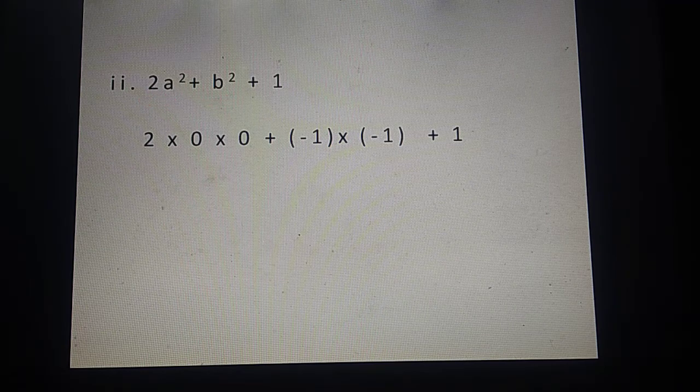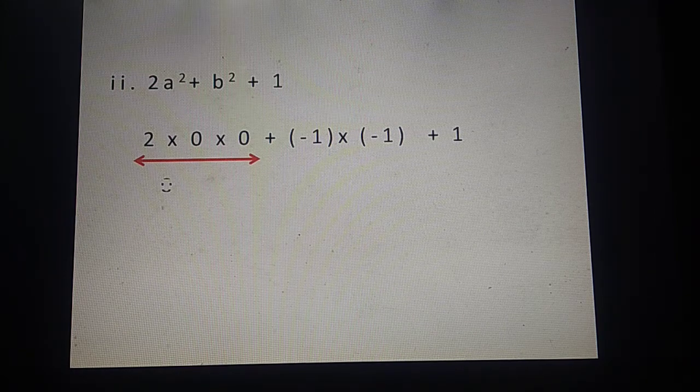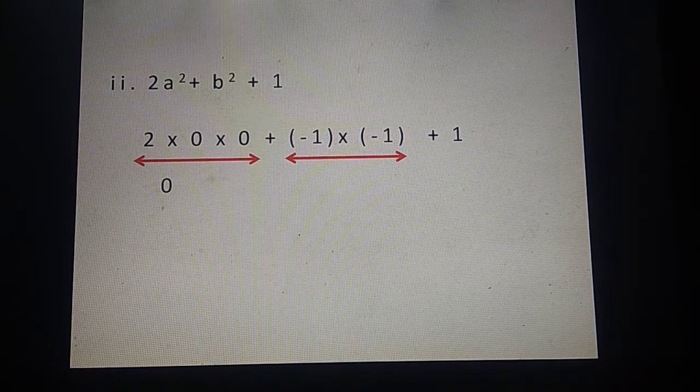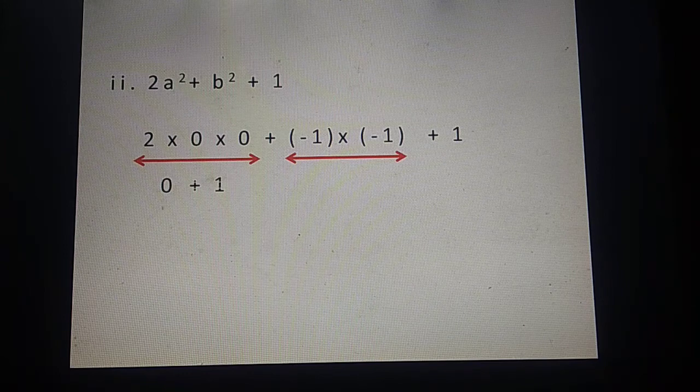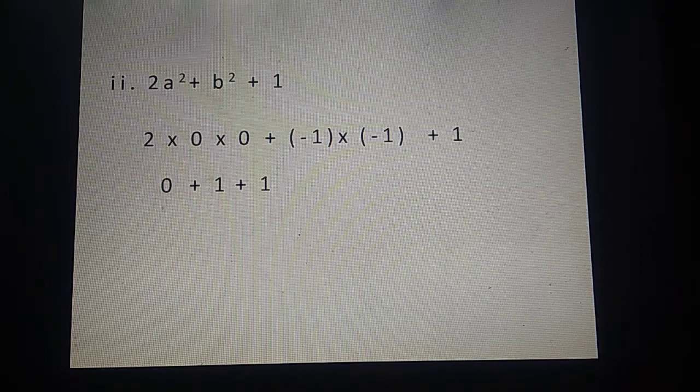Now solve term by term. Here 3 numbers. Out of these 3 numbers, 2 are 0. So final is 0. Next term, 1 is 1. 2 numbers with negative sign. Final it is positive. So you will get plus 1 followed by plus 1. Now you can see there are 3 numbers, 0, 1 and 1. What will be your answer? Yes, 2.